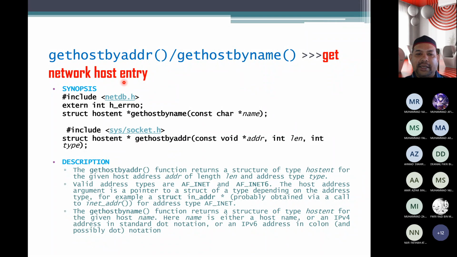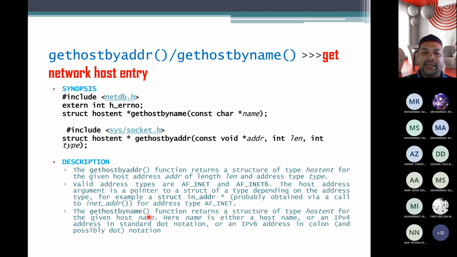Okay, kalau kita tengok get host by address dulu. This function call, ataupun system call, returns a structure of the type hostent for the given host address of length len and address type type. Okay. So valid address types are AF_INET dengan AF_INET6 untuk IPv6. Okay. The host address argument is a pointer to a struct of a type depending on the address type. For example, a struct in_addr properly obtained via a call to inet_aton for address type AF_INET.